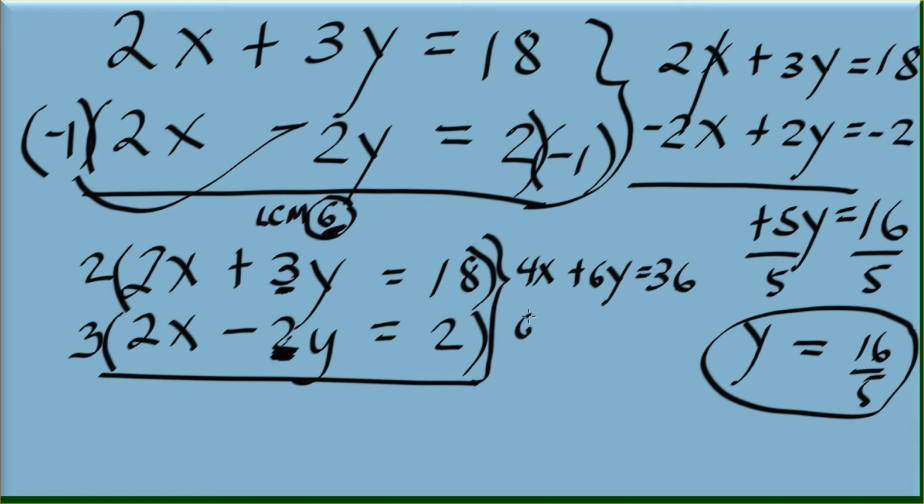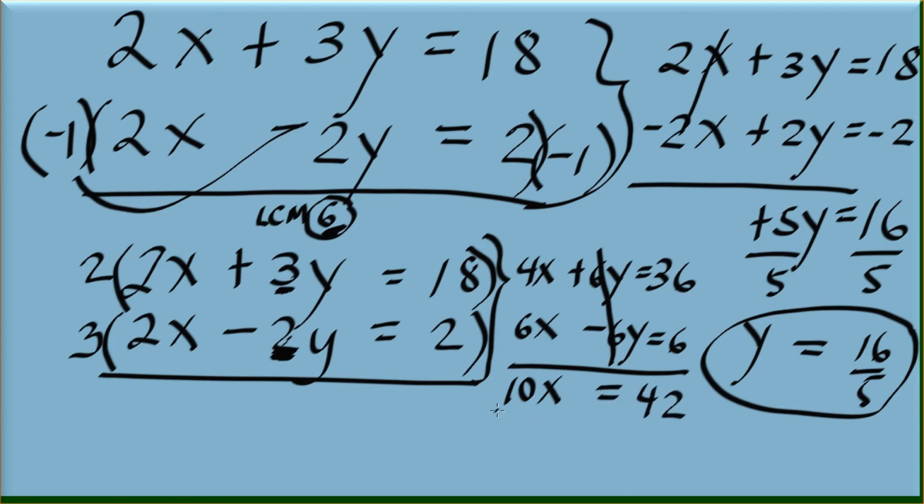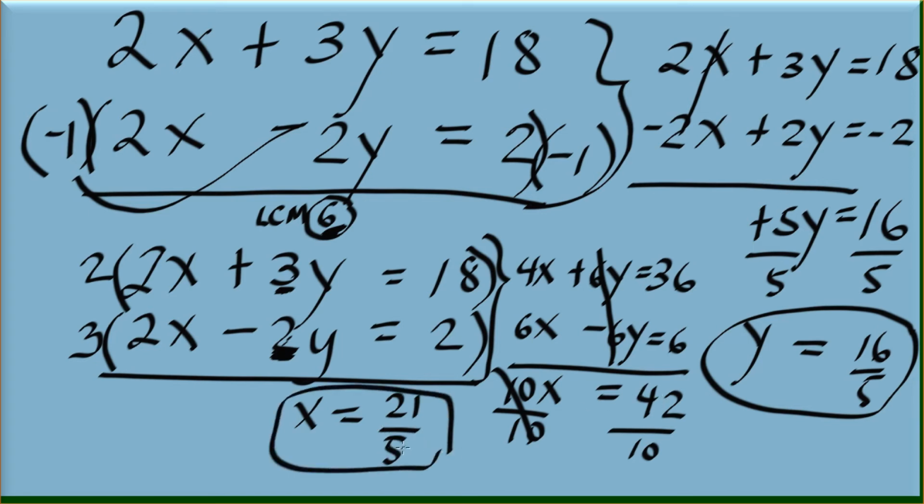And then the second equation is 6x minus 6y is equal to 6. Okay, now the y's are canceled. You got 10x is equal to 42. Now you divide by 10. So your x is equal to 42 over 10, or when you reduce it by 2, you have 21 over 5. Okay, so those are our solutions. It's a little tedious because both values of x and y are fractions.